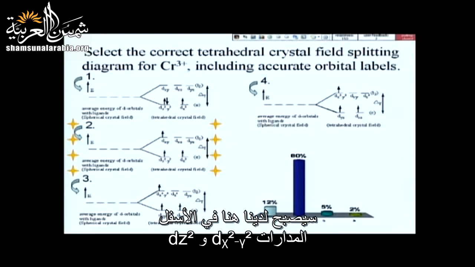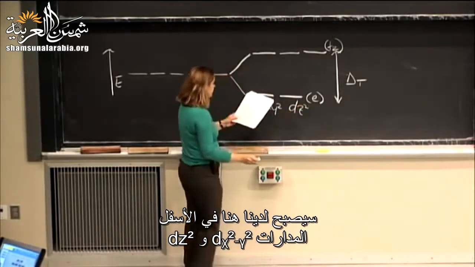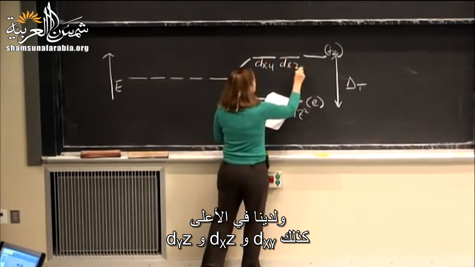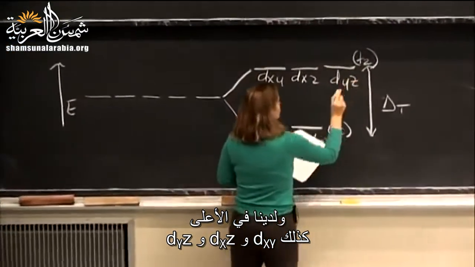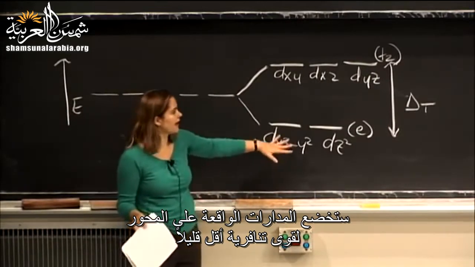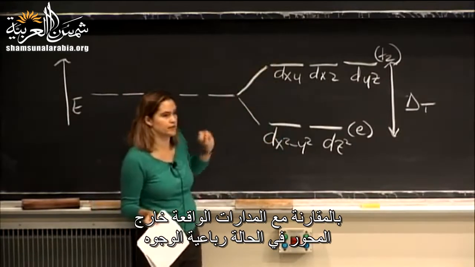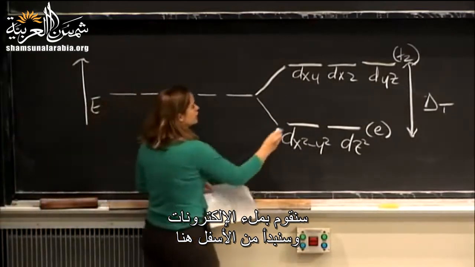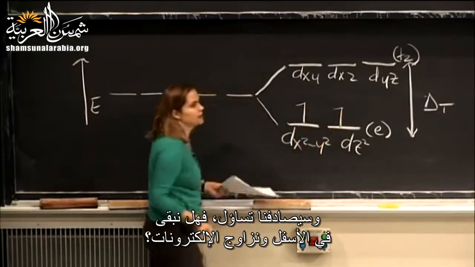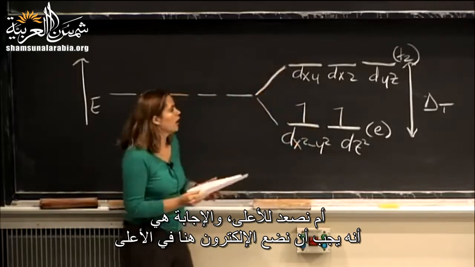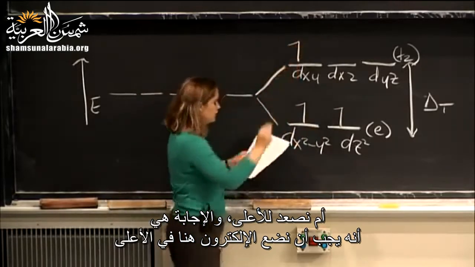So down here, we're going to have then our dx squared minus y squared, dz squared orbitals. Up in the top, we have xy and xz and yz. Again, the orbitals that are on axis are repelled a little less than the orbitals that are off axis in a tetrahedral case. And then we put in our electrons. We start down here. And then one of the questions is, do we keep down here and pair up or go up here? And the answer is that you would go up here.